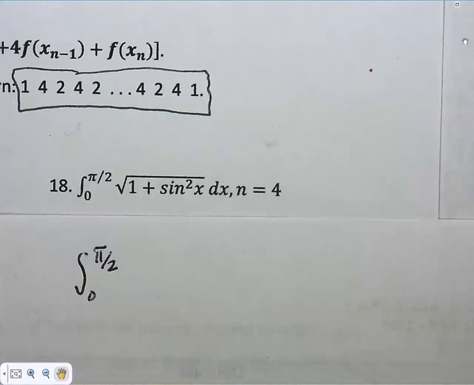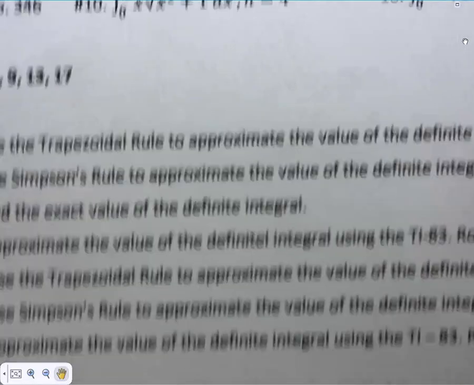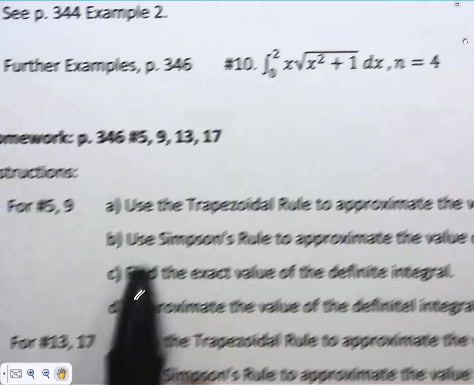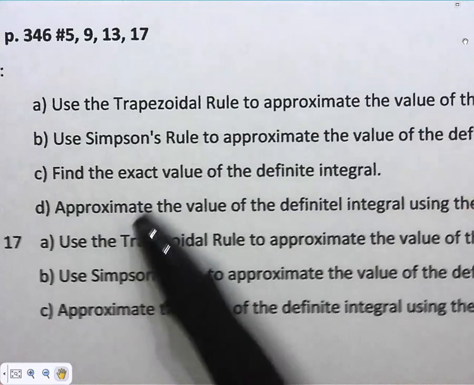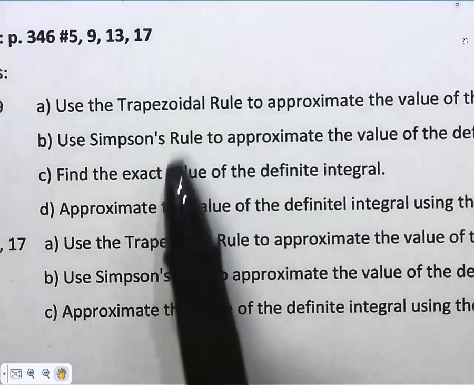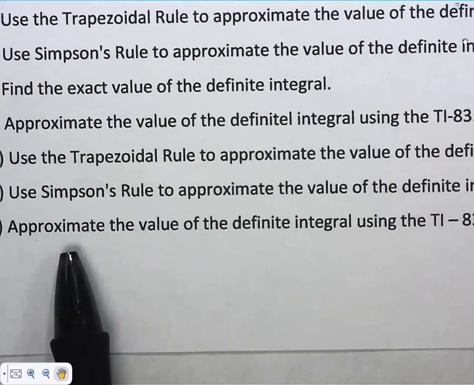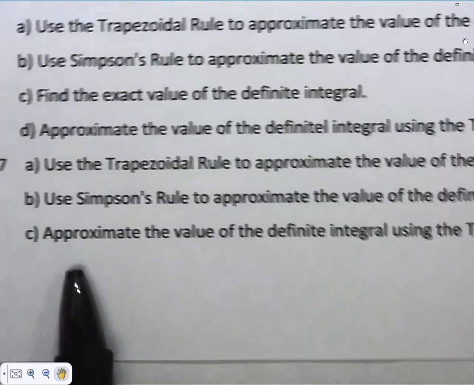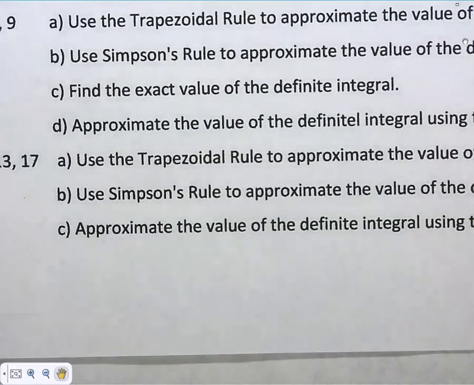So you only have 4 problems in the homework, since they're going to take you a page each. On number 5 and 9, just 2 problems. Do it just like we did number 10. Use the trapezoidal rule, Simpson's rule, find the exact value, and then check it on your calculator. For number 13 and 17, you can't do those by direct substitution, so just use trapezoidal rule, Simpson's rule, and then check it on the calculator.